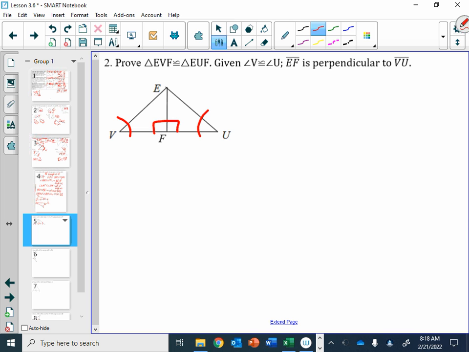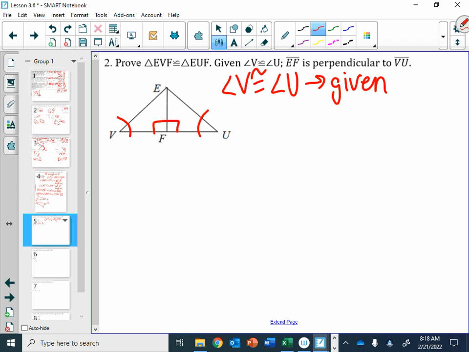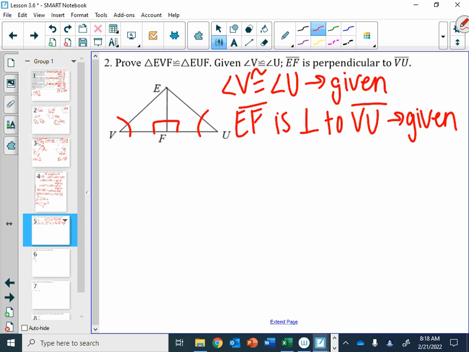Alright, now first things first, write out your givens. So I was given that angle V is congruent to angle U. Given. I was given that EF is, remember perpendicular, the upside down T. So EF is perpendicular to VU, given. So that's my givens.